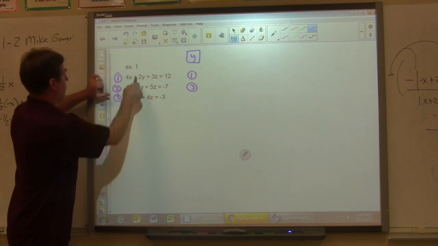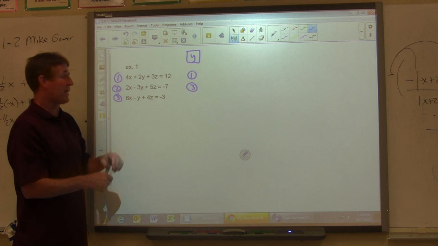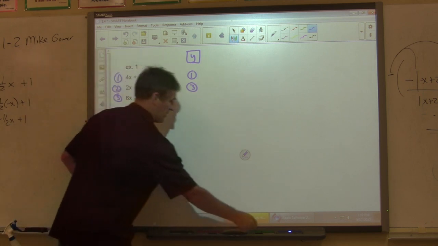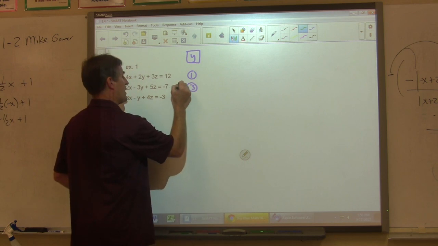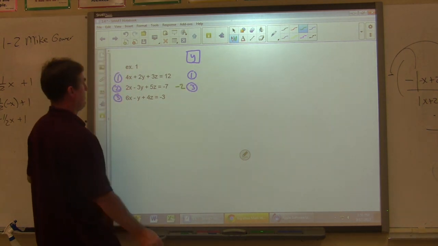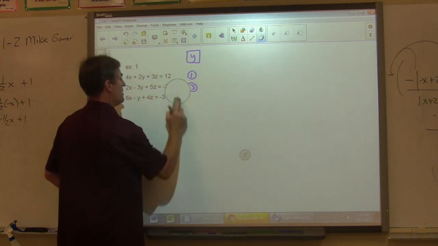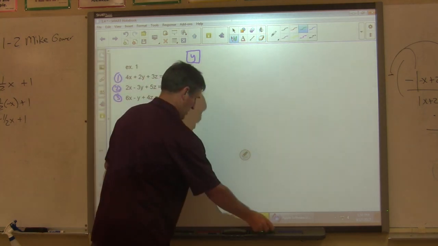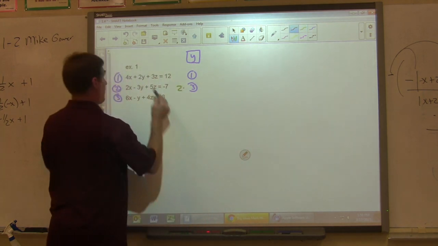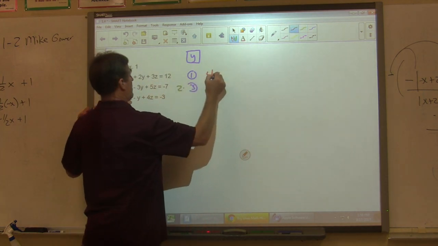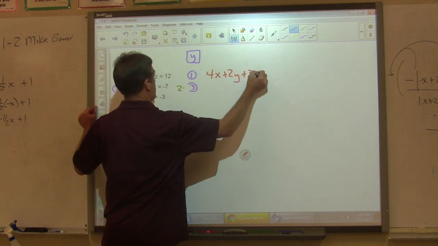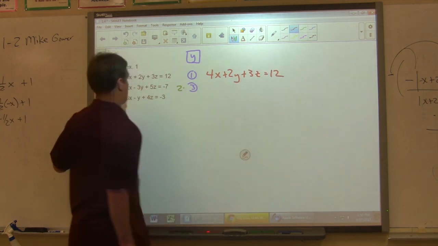And I have to get the y's so they're opposites if I want to get rid of that. And so since this is 2, this would have to be negative 2. So I'm going to multiply this equation by positive 2 to get rid of that. So the first equation is going to remain the same. 4x plus 2y plus 3z equals 12.